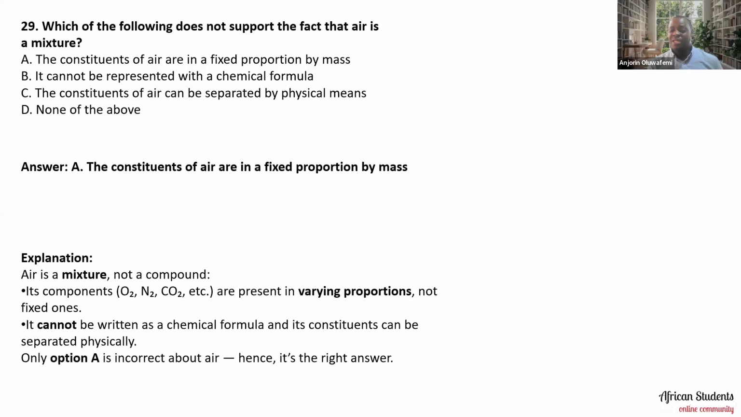And the reason is because air is a mixture, not a compound. Its components, oxygen, nitrogen, carbon dioxide, etc., are present in varying proportion, not fixed ones. It cannot be written as a chemical formula, and its constituents can be separated physically. Only option A is incorrect. Hence, it is the right answer.